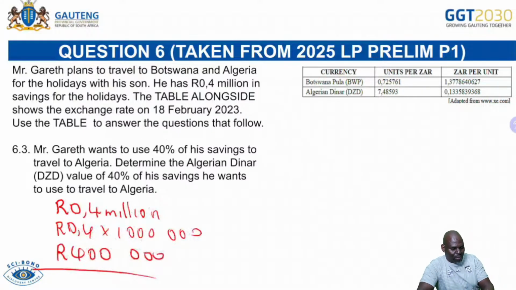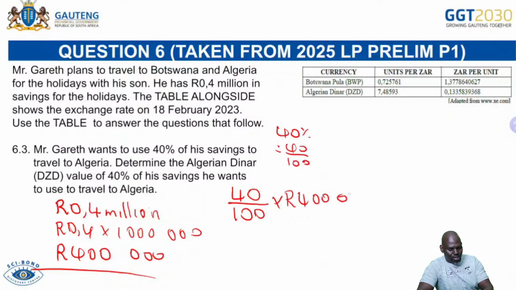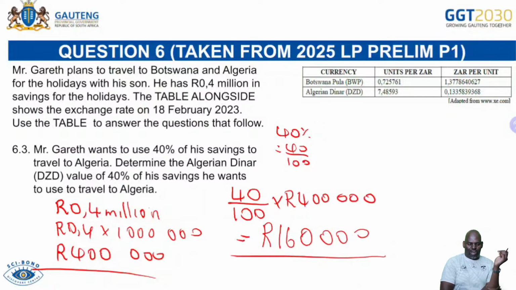Okay, then we calculate 40%. We know that 40% is the same as 40 over 100, and we multiply by 400,000. So 40% of that amount is 40 over 100 multiplied by 400,000, and I get 160,000. So it's 160,000 rand. Okay, so we have calculated 40%.